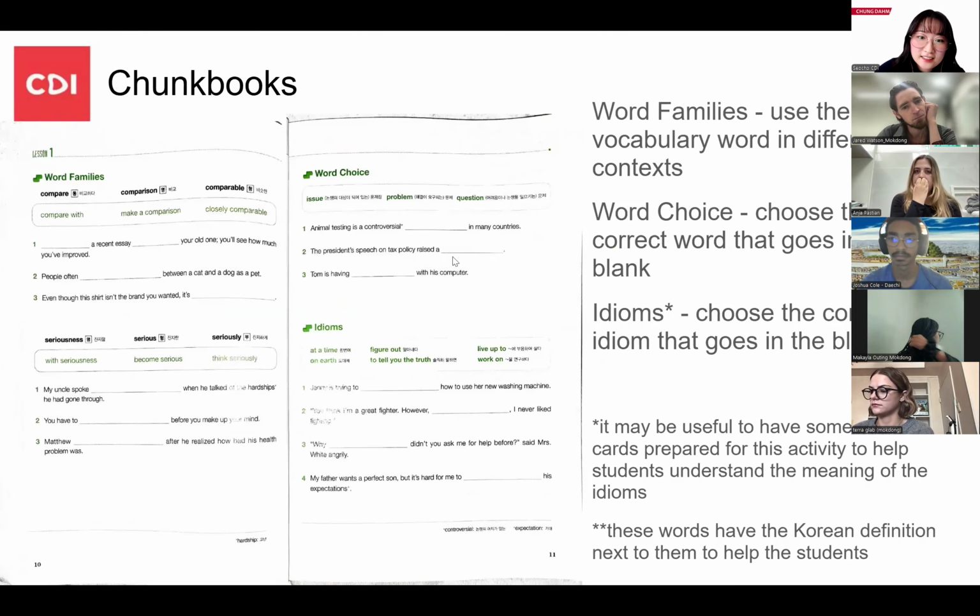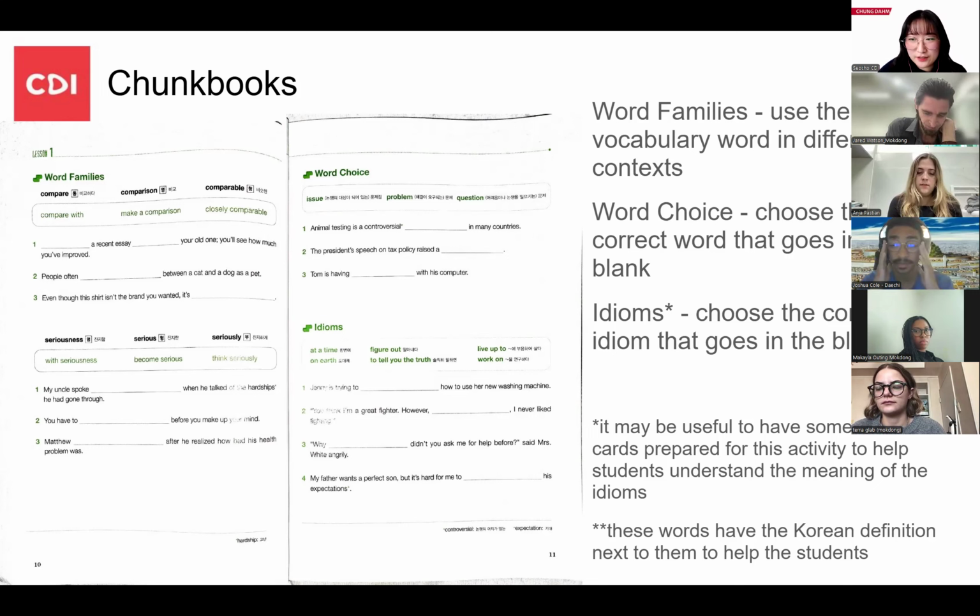Okay. Next, we have two pages of activities here. On the left side, we have word families. On both of these pages, actually, all of the words have the Korean definition next to them. So that should be helpful for the students. The activities here, I would say sometimes the students struggle with a little bit more. It could be pretty useful to have some media cards or remediation materials prepared for this activity, just to help the students understand the meaning of the idioms a little better. It would be useful to have something to illustrate in another way, maybe to help students understand what this idiom means.